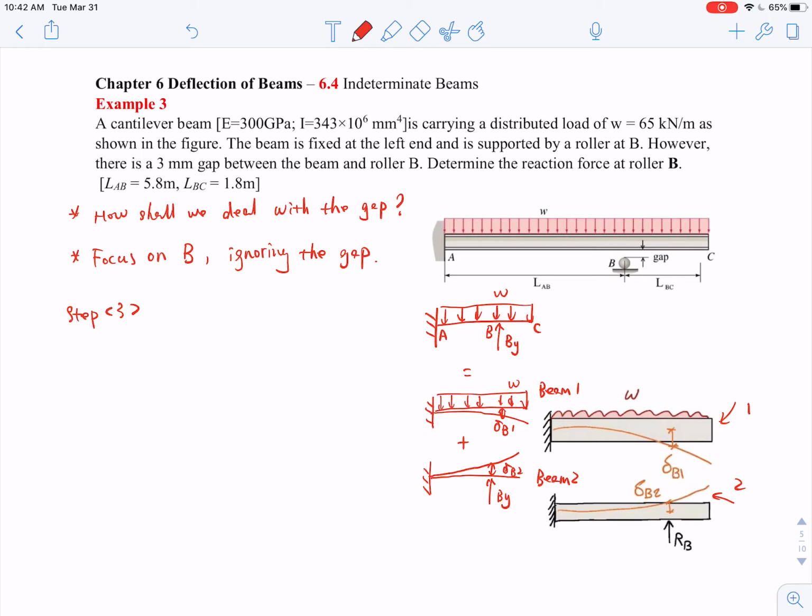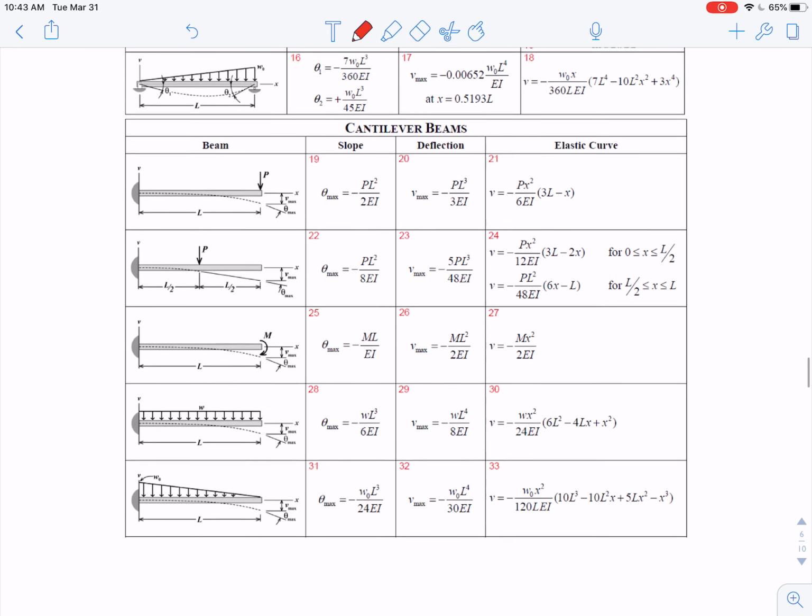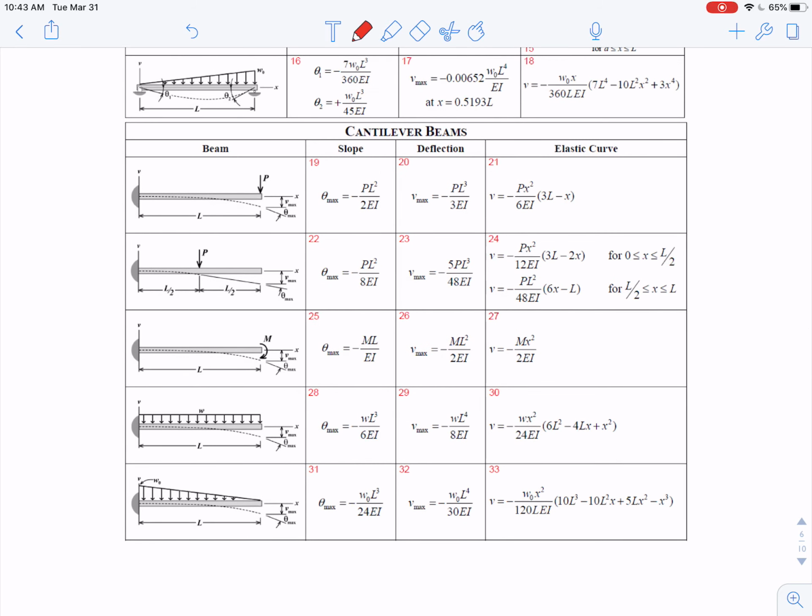Right? In beam 1, it's a cantilever beam subjected to a distributed load, and we're calculating the deflection not at the free end, it's at x. Right? So in our table, you can see this will be our this case, and you need to use equation 30 since we're calculating deflection at x, not the maximum value. Okay, so we'll use equation 30.